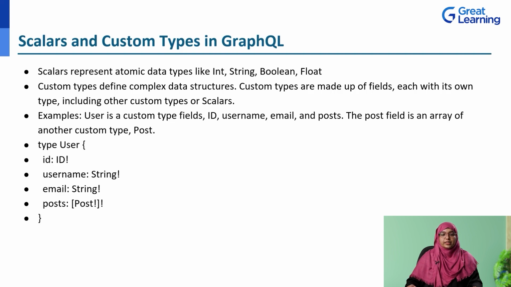Now in this example, you can see that user is a custom type which has an ID, a username, an email, and posts. So the posts field is an array of another custom type, Post. You can see that when we define that in square brackets, it is an array, right? So we are using user as a custom type, wherein we have your ID, your username, your email, and your posts. Posts is again a field which is an array of another custom type, Post.